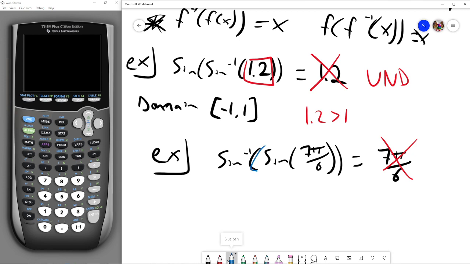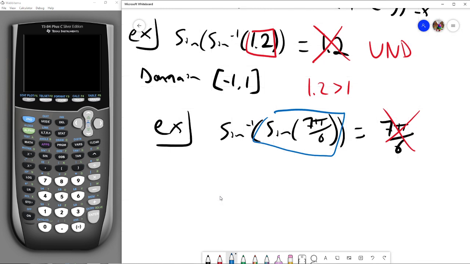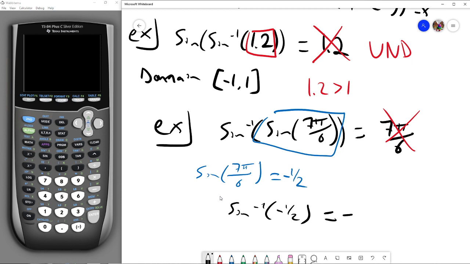If we evaluate sine of 7 pi over 6, that has to equal -1/2. So now the question is, what is arcsine of -1/2? Well, arcsine of -1/2 actually has to equal, wait for it, -pi/6. You might be wondering what just happened here.